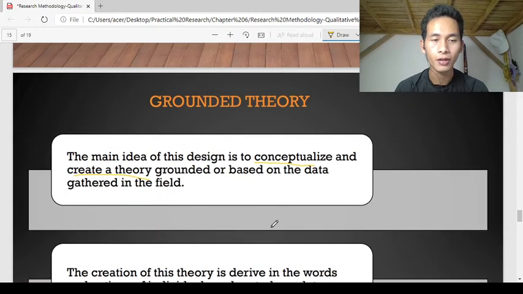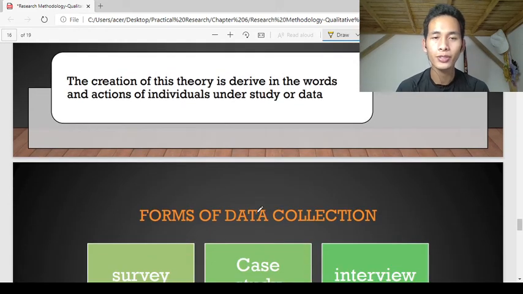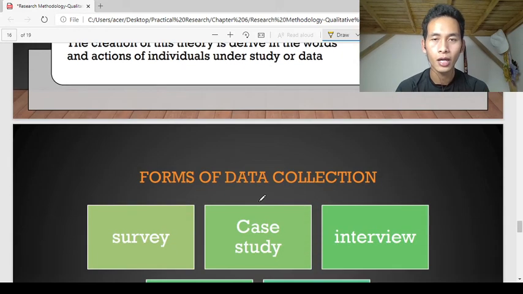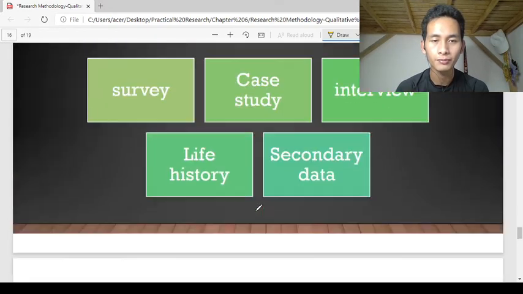So grounded theory, its main idea is to conceptualize, to create a concept, to create a theory grounded on a particular data being gathered. The creation of such theory is derived in the words and actions of individuals under study or data. Forms of data collection under grounded theory.